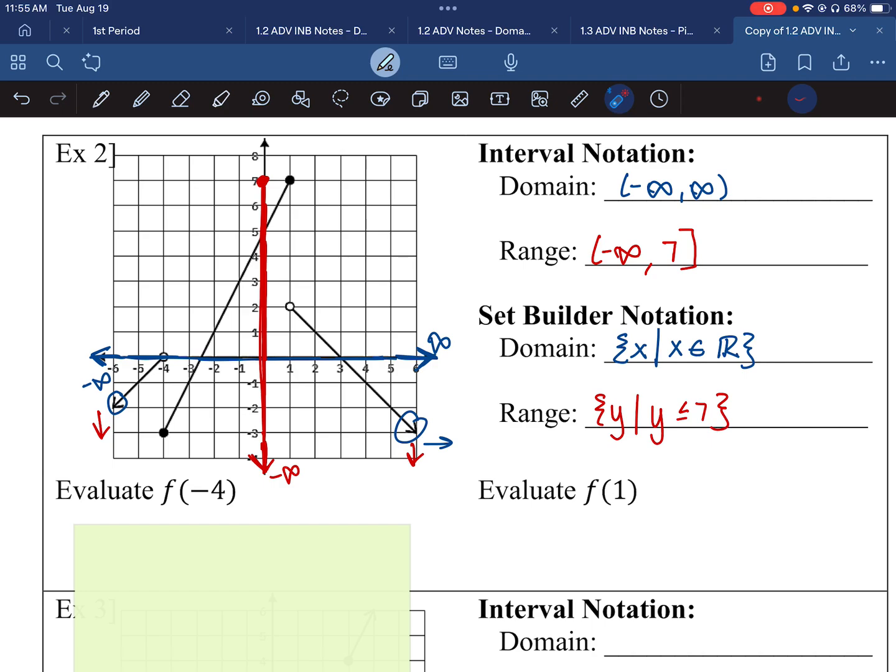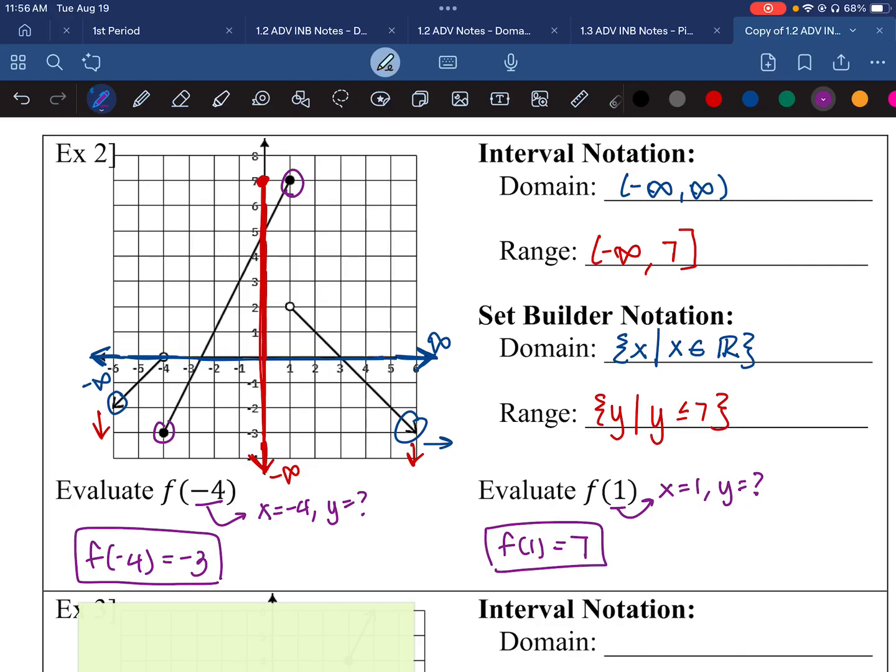Pause the video, try these two evaluates. Let's check. So the inside was -4, which means the x was -4. You were supposed to find the y. So if I look at x is -4, I see that I'm already sitting on -4, but it's an open point. So I'm not allowed to have that value. But if I look down, I see that there's a closed point that also has an x value of -4. And we are allowed to hold values of closed points. So this is going to be the function value at -4, which gives us -3.